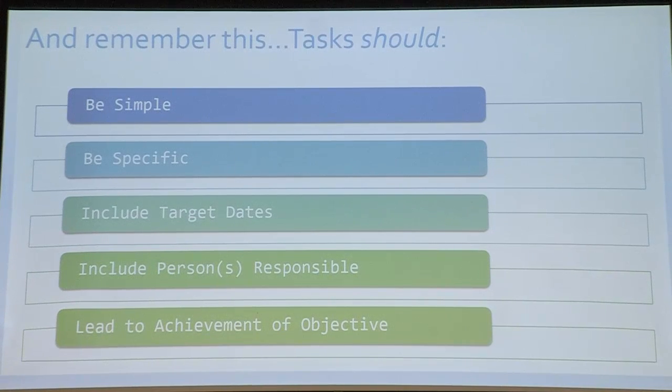And then, of course, each of those tasks should lead to the achievement of the objective. A lot of times you will realize that you made a mistake, and some of those tasks did not lead to the completion of your objective. Don't erase them. Put a note in there that says you were wrong, this didn't really help. Put a note in there that says why it didn't work. We need to keep all of that history in the system so we don't make the same mistakes again, so that we know what worked and what didn't work.